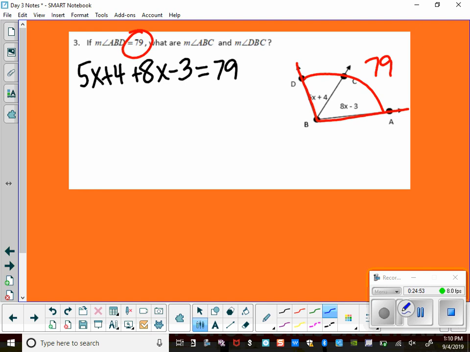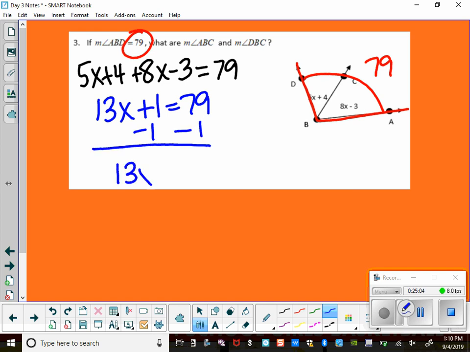All right, so then you should get 13x plus 1 equals 79. You're going to subtract 1, so you would get 13x equals 78. Your x should be 6. All right, so Chris, what'd you get for this first angle here? 34. BBC was 34, good. And what did you get for the bottom angle? 45. Did everyone get these numbers?